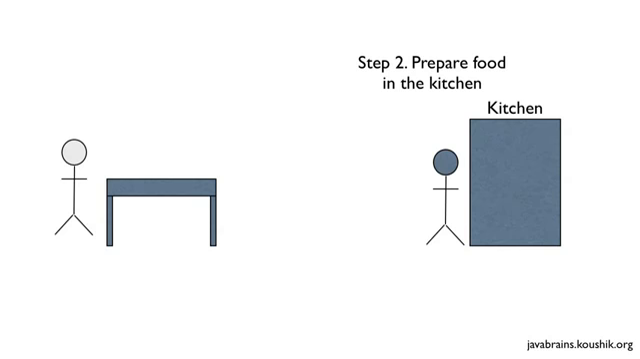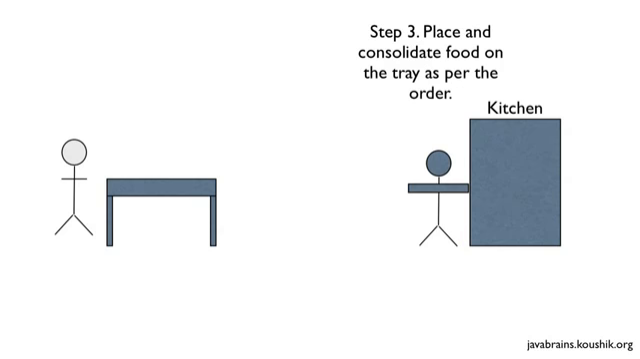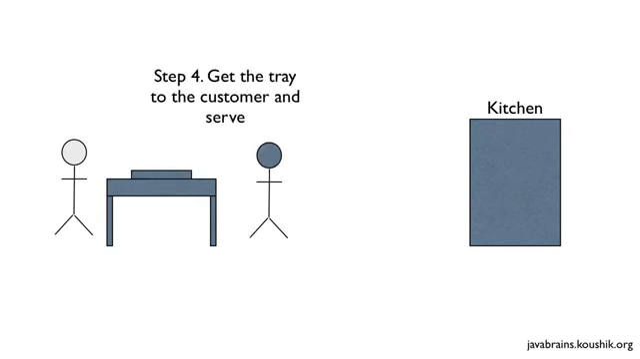So he cooks the food, and then when the food is completely cooked, he places and consolidates the food on the tray as per the order. There could be different elements of food that an order comprises of, so there is a step involved in placing the food in the right manner. That would be the third step. And then finally, the fourth step is to get the tray to the customer and serve the food. So these are the four basic steps that our stickman has to do to serve any customer in the restaurant.